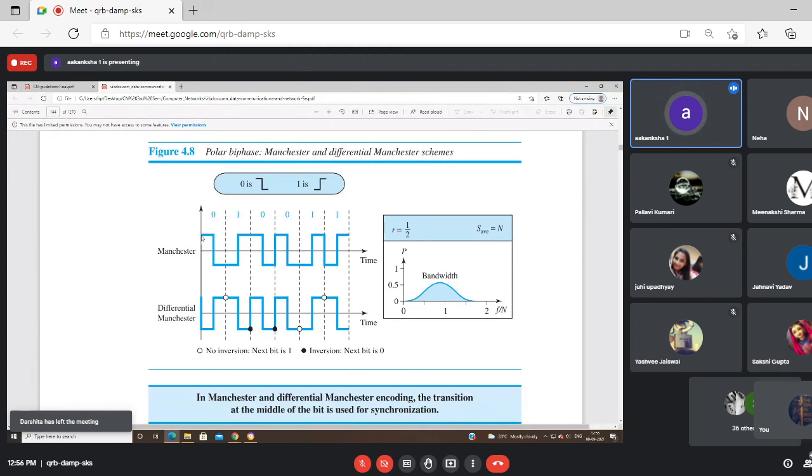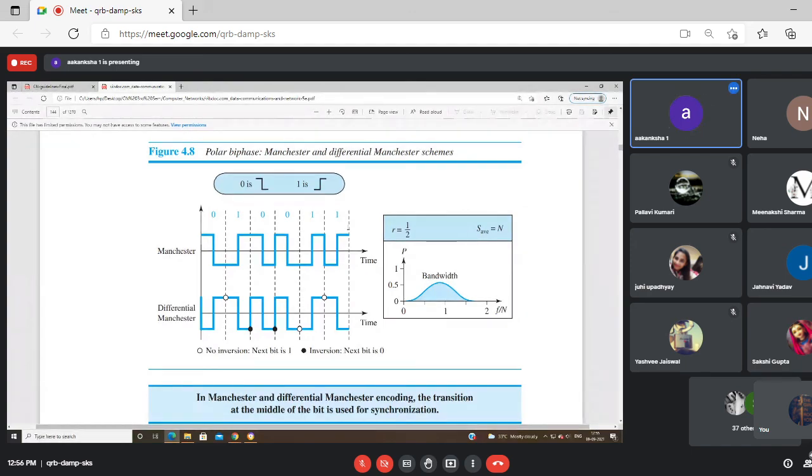So I am doing a transition in the middle of the bit. From high to low will be represented as 0. From low to high will be represented as 1. The next bit is 0, high to low. Next bit is 0, high to low. Next bit is 1, low to high. Next bit is 1, low to high.